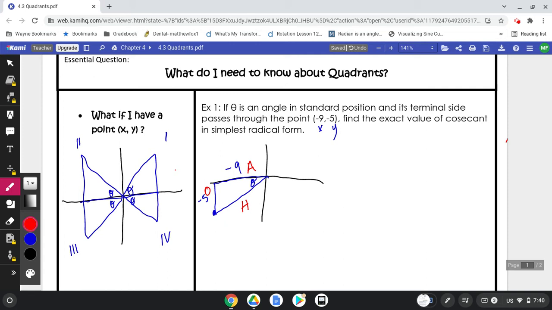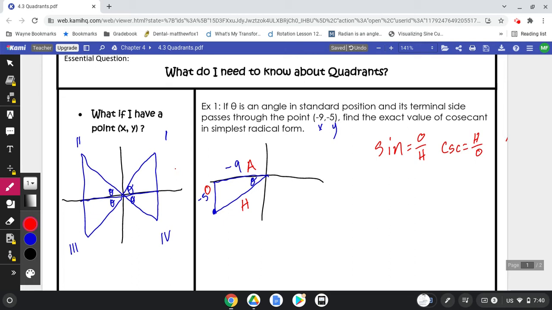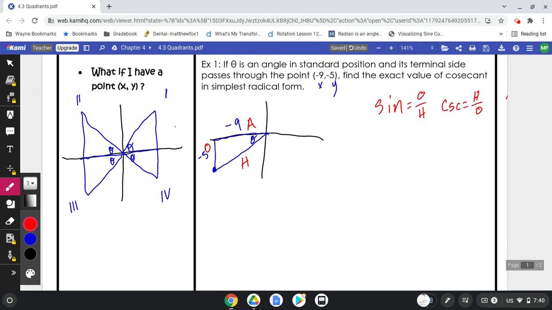Now, we are trying to find the cosecant. Cosecant, remember, is the reciprocal of sine. So it matches up with sine. Sine is opposite over hypotenuse. So cosecant will be hypotenuse over opposite. So first thing we need to do is find what is that missing side. To do that, we will use the Pythagorean theorem.